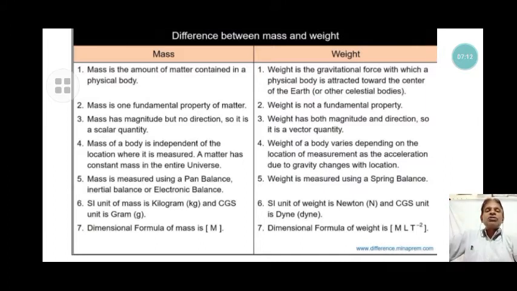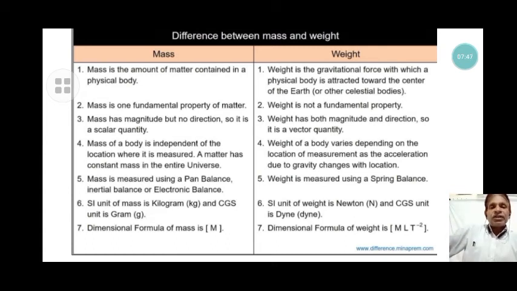Now, the SI unit of mass is kilogram, the CGS unit is gram, but the SI unit of weight is Newton, the CGS unit is dyne. Weight is a force, the force exerted by the earth toward the center of the earth. It has both direction and magnitude, and the unit of force is Newton, so the unit of weight is also Newton. It is also kg weight. Kg weight is a unit of weight, but generally Newton is used. Newton is the SI unit of weight.